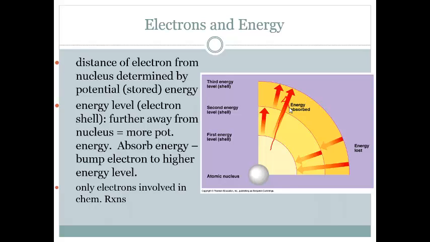There are multiple energy levels or electron shells that electrons can be found in. The first electron shell, which is closest to the nucleus, can hold a total of 2 electrons. The second electron shell can hold a maximum of 8 electrons, and the third electron shell can hold a maximum of 8 electrons as well.